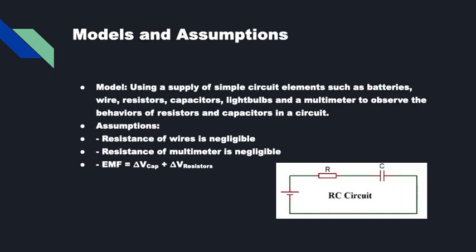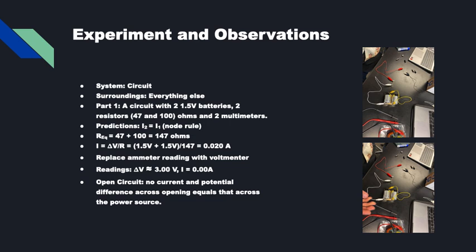So for models and assumptions, the model was using a supply of simple circuit elements such as batteries, wires, resistors, capacitors, light bulbs, and a multimeter to observe the behaviors of resistors and capacitors in a circuit. And some of the assumptions we made were that the resistance of the wires and the multimeter were negligible. And for the experiment, the system was the circuit, and the surroundings were everything else.